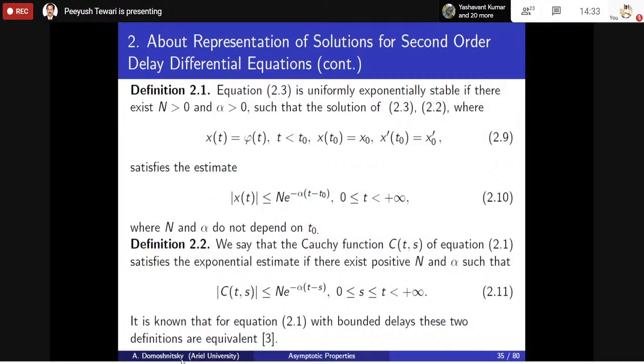And what do we need to know from the theory of delay differential equations? Our equation of the second order is uniformly exponentially stable if there exists positive constants N and alpha such that the solution of this second order delay differential equation satisfies the estimates 2.10.